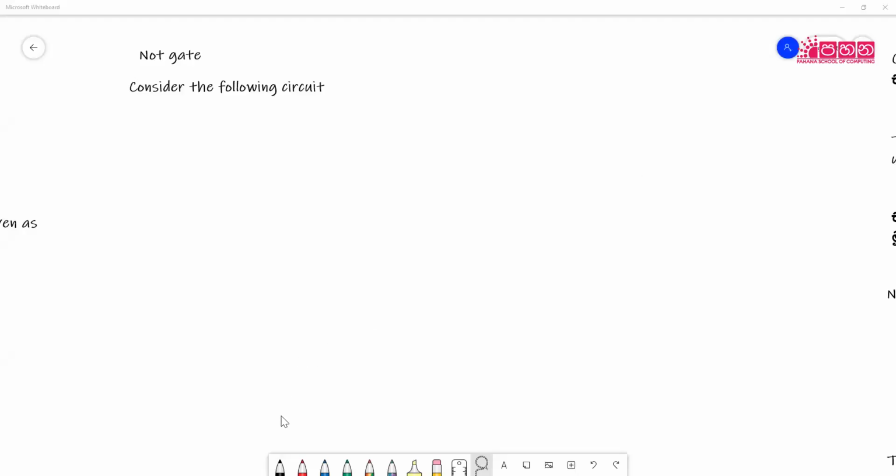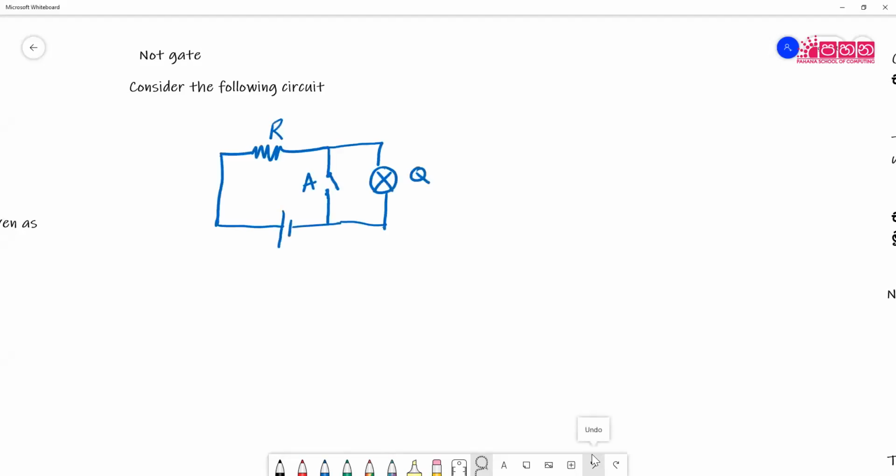So last time we were discussing the AND gate and the OR gate, the basic logic gates, and we are going to discuss the last one, the NOT gate. To understand what a NOT gate is, let me start with a simple circuit.